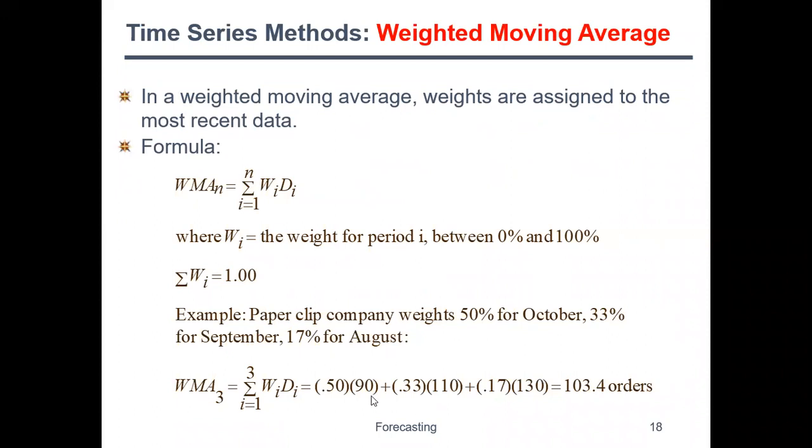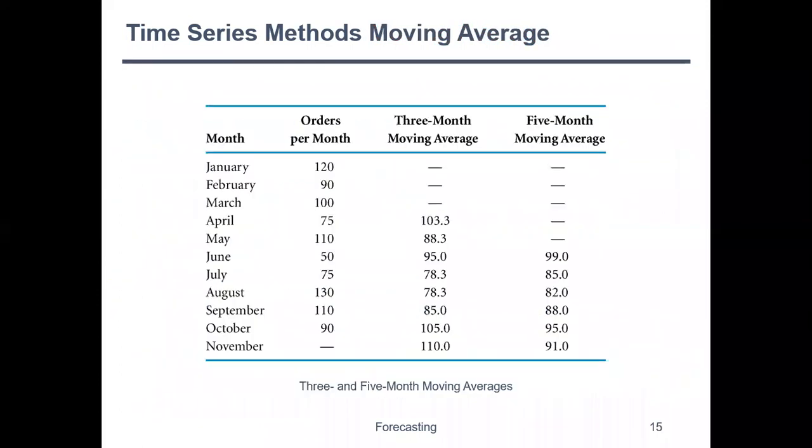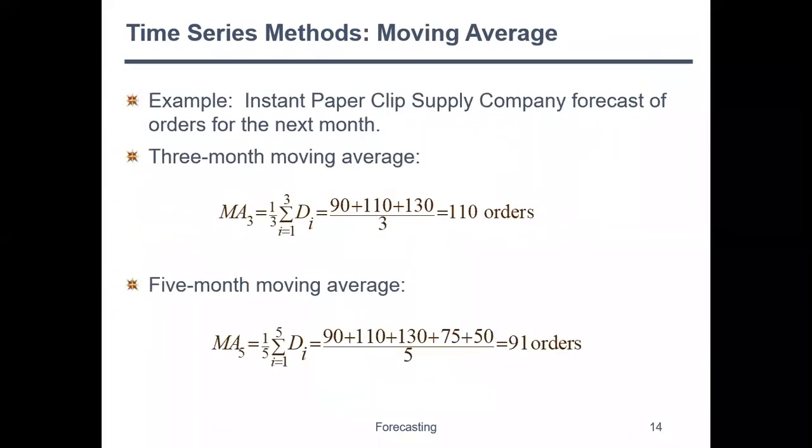So when we are using the weighted moving average, you realize that the forecast for November will be 103.4 orders. But when we're using the normal moving average, we realize that the demand there was 110 orders.